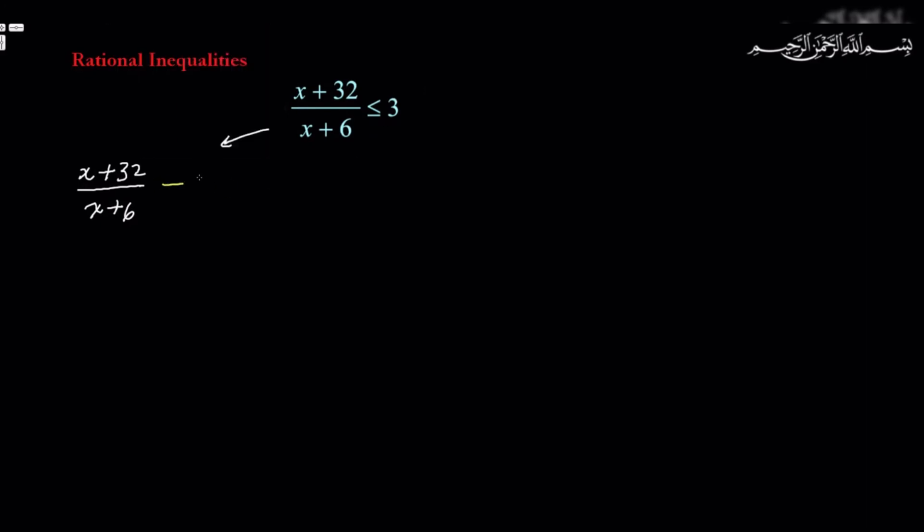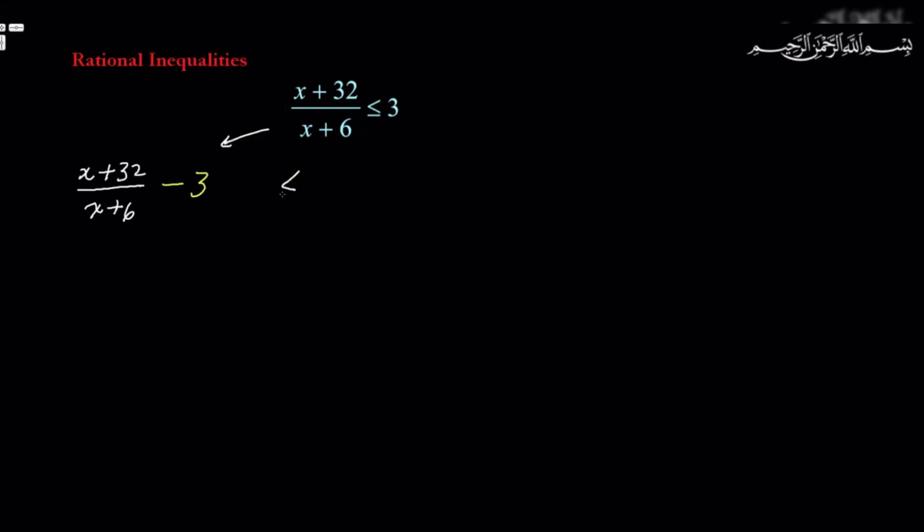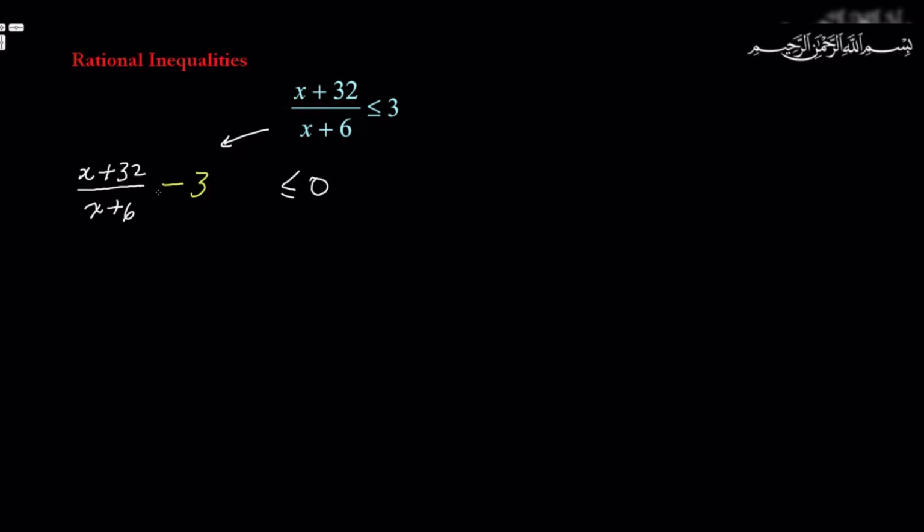So I'm going to subtract 3 from both sides and write that over here. So you have x plus 32 over x plus 6, right? And then I'm going to subtract the 3 like this, and I'm going to leave myself a little bit of room because I know I have to do some work, is equal to 0 because I've subtracted 3 from both sides. Now I have to combine these two expressions, so I'm going to have to get a common denominator, which is going to be x plus 6.